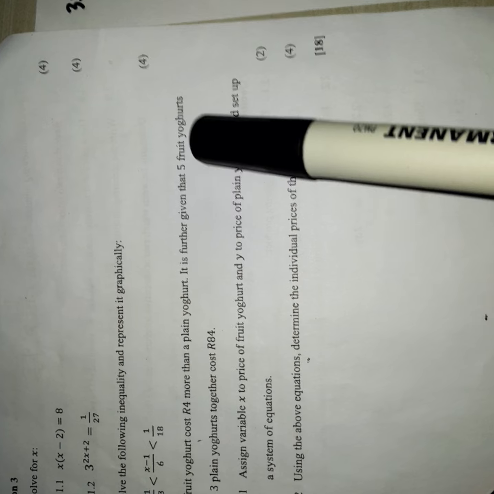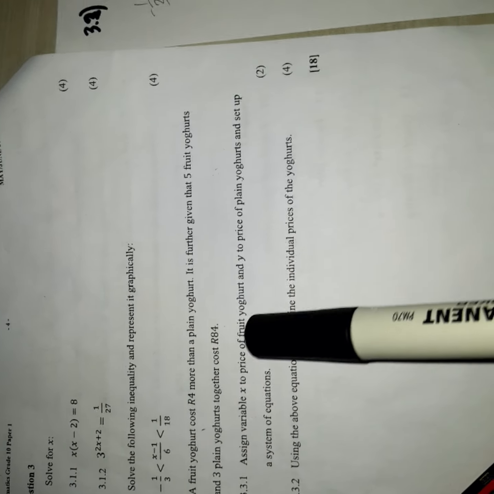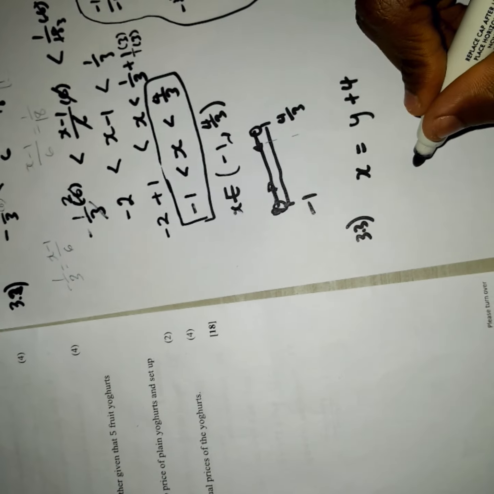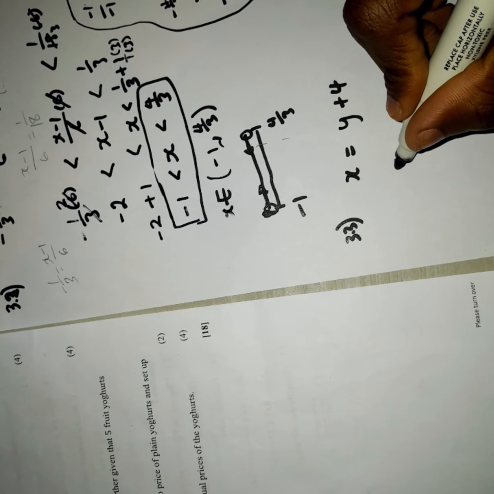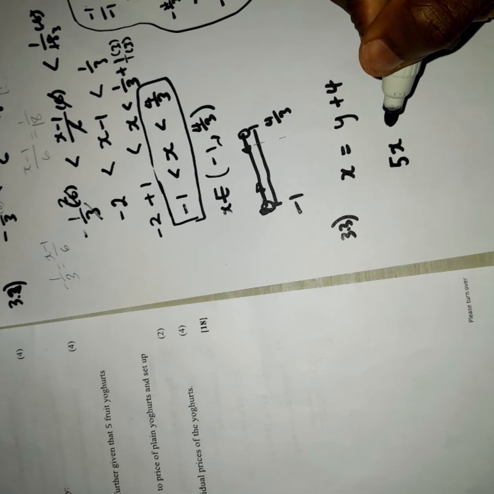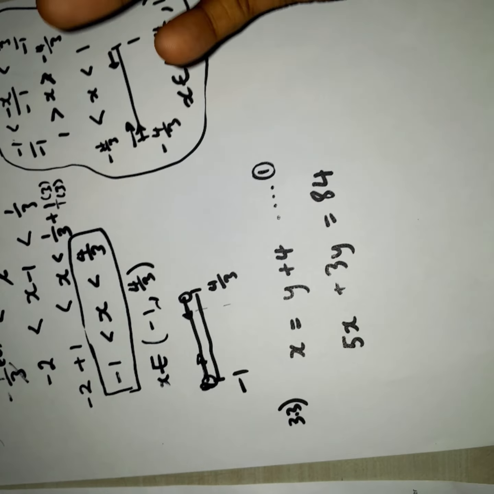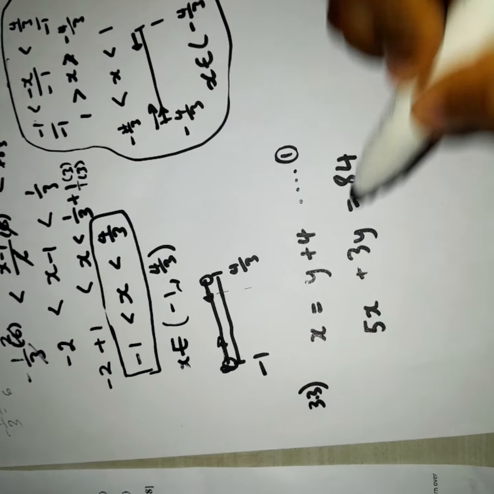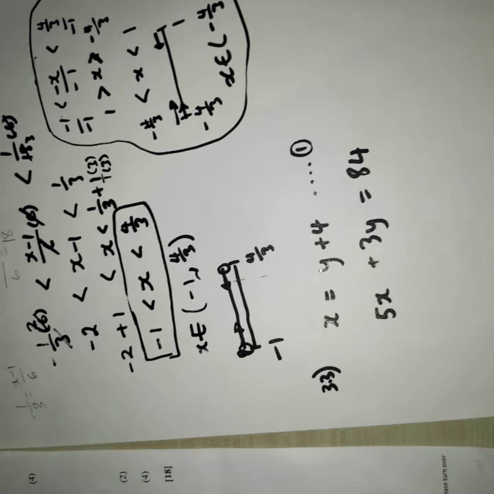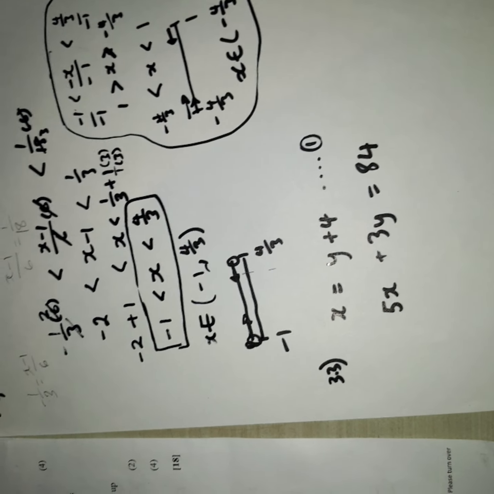cost. It is further given that 5 fruit yogurts and 3 plain yogurts cost 84 rand, the total of it. So 5 fruit yogurt, it's 5x, plus 3 plain yogurt, plus 3y, equals 84. So now this is the first, we're doing simultaneous equations. So this is the first equation. So let's try to do a second equation using this one.